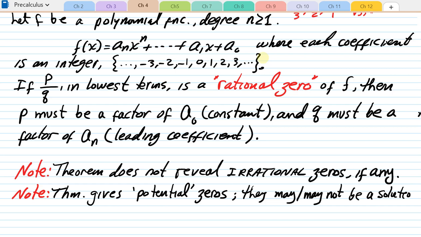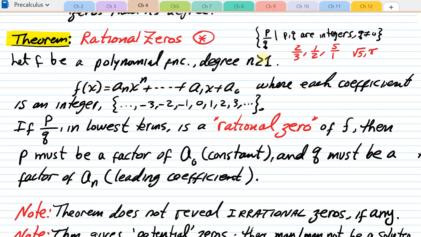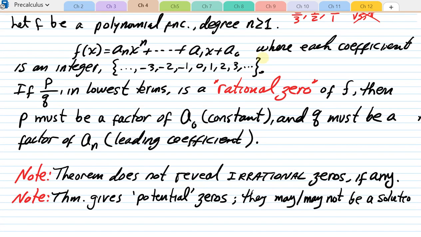Now, if p over q, and p over q must be in lowest terms, meaning simplified, is a rational zero, like I mentioned earlier, like I have up here, remember, these are irrationals. If it's a rational zero, then p, the numerator of this fraction, must be a factor of the constant, and q must be a factor of the leading coefficient.